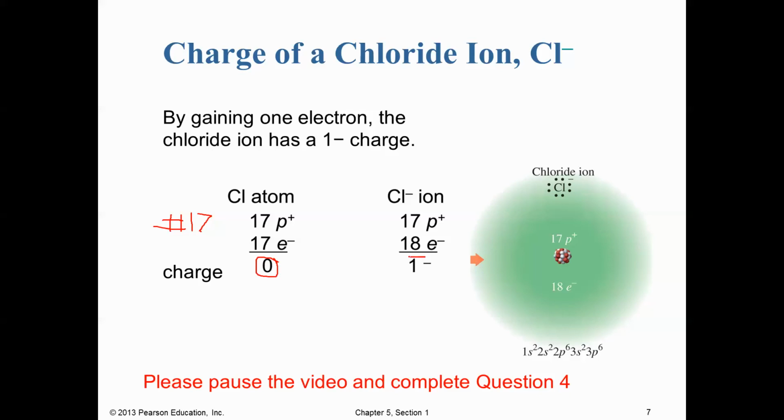And this is how it satisfies the octet rule. And so we call this a chloride ion. This chloride ion has a 1- charge. I'd like you to now pause the video and please complete question number 4.